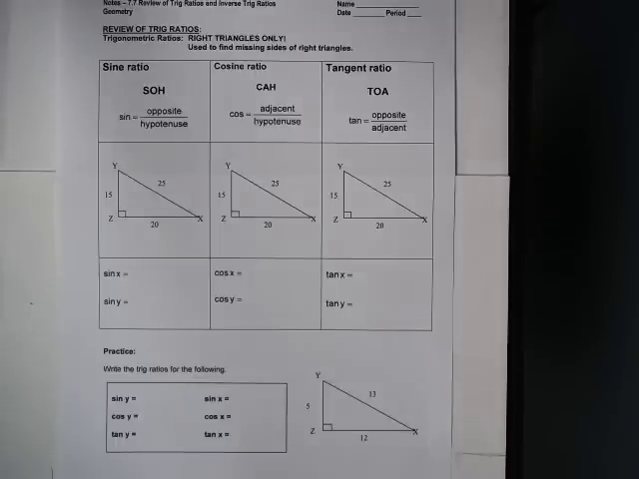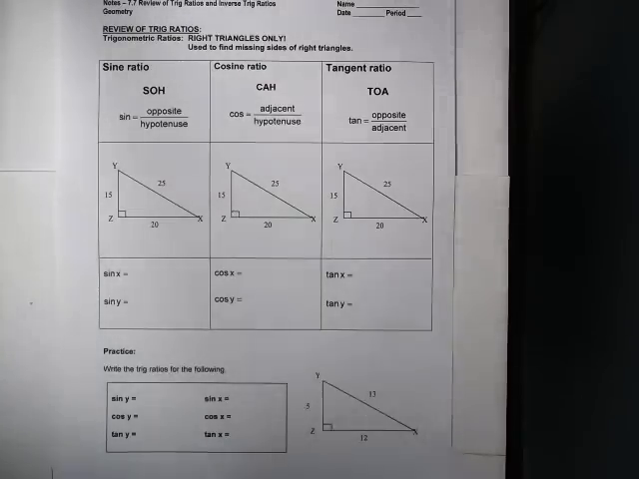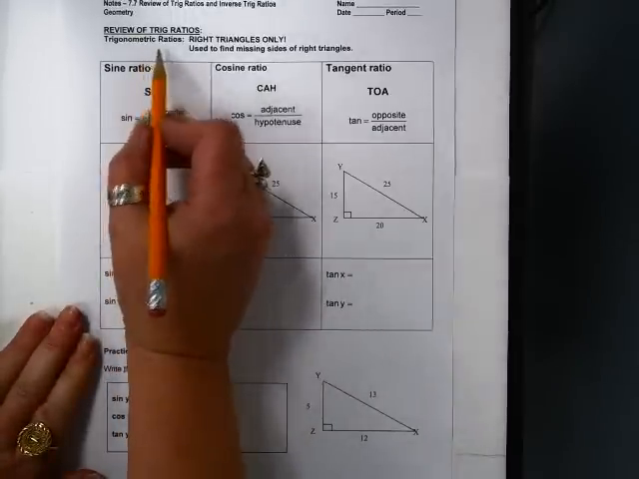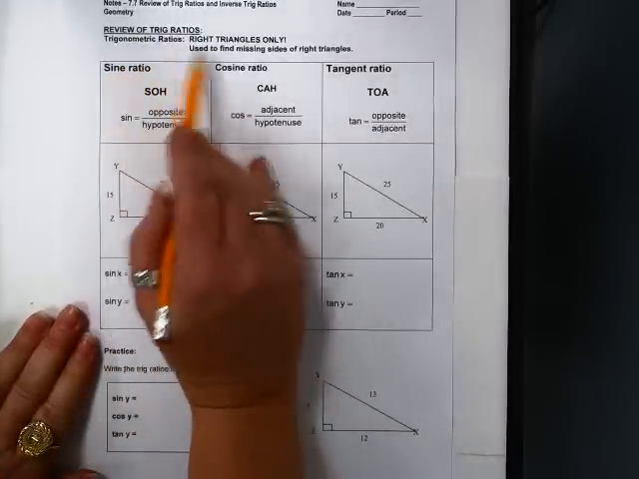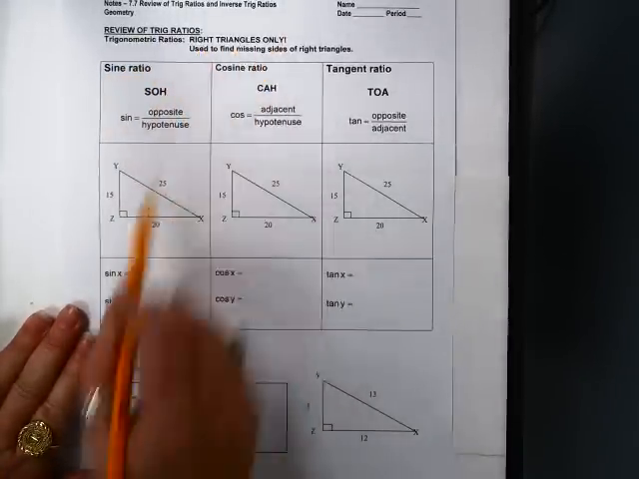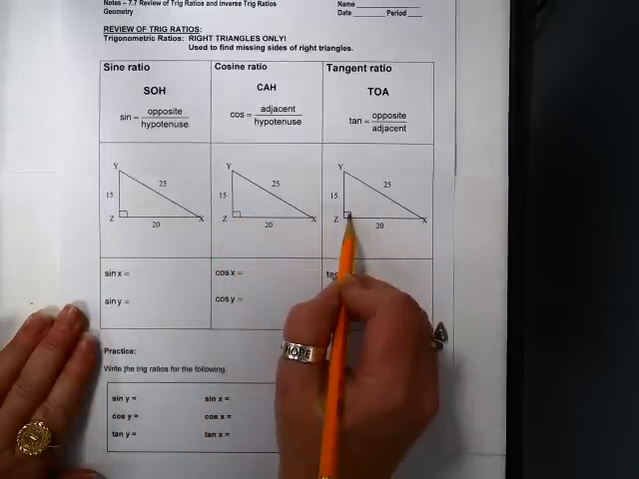Okay, students, today's lesson 7.7 is going to have a review of trig ratios and then the new information, which is inverse trig ratios. All right, to get started, review of trig ratios. Remember that we can only use trig ratios whenever we have right triangles only. So you always have to make sure that you have right triangles.